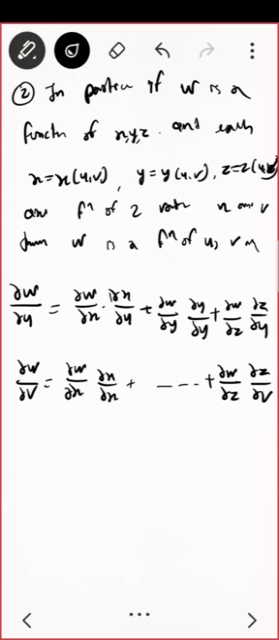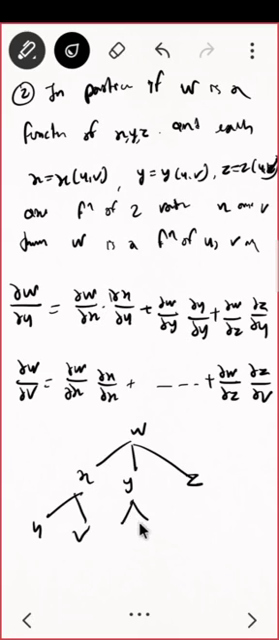Correct? And there is a diagram called the tree diagram. See, w is a function of three variables, x, y and z. Now x, y and z are further functions of u and v each. Now look at the first thing. If you want dou w by dou u, you have to write all the terms: dou w by dou x into dou x by dou u, dou w by dou y into dou y by dou u, dou w by dou z into dou z by dou u. See?